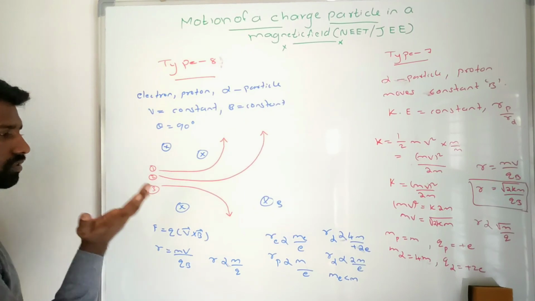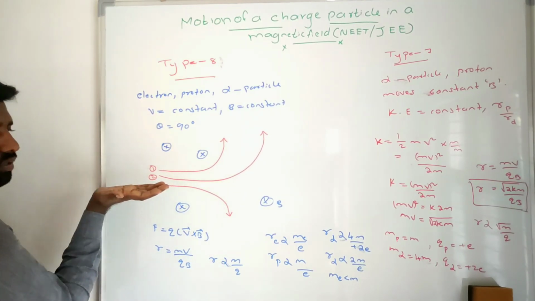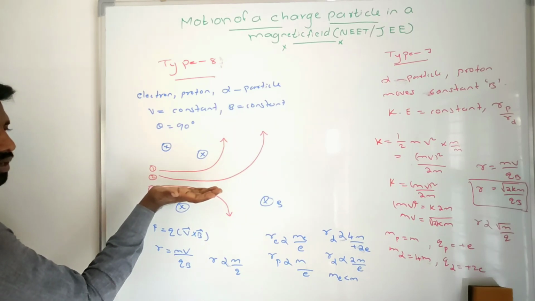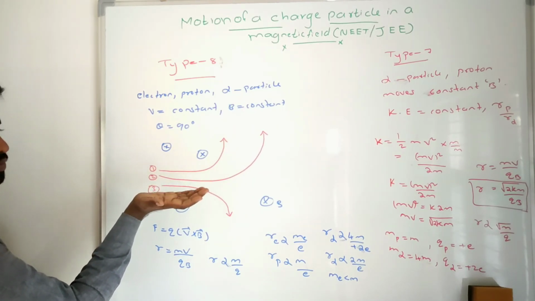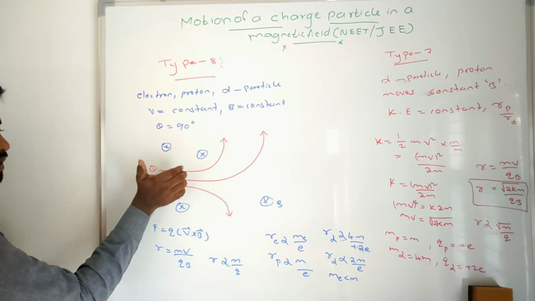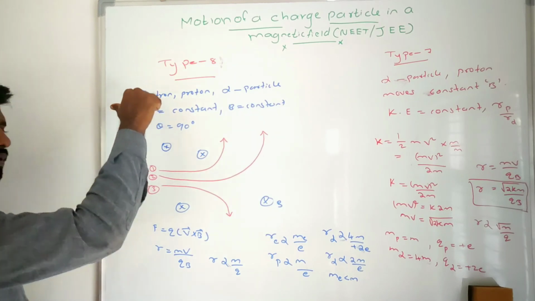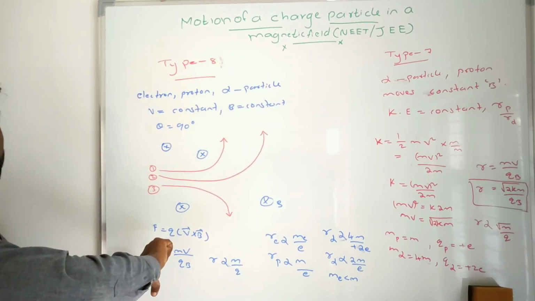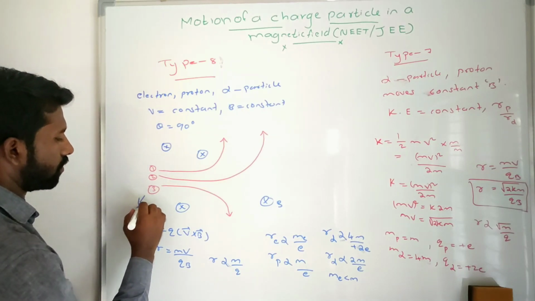So how can we find it? If it moves in this direction, and the magnetic field is into the page, it will curve like this. If it is a positive charge, it will move like this, but it is an electron, so it will move downwards. So this is the electron.